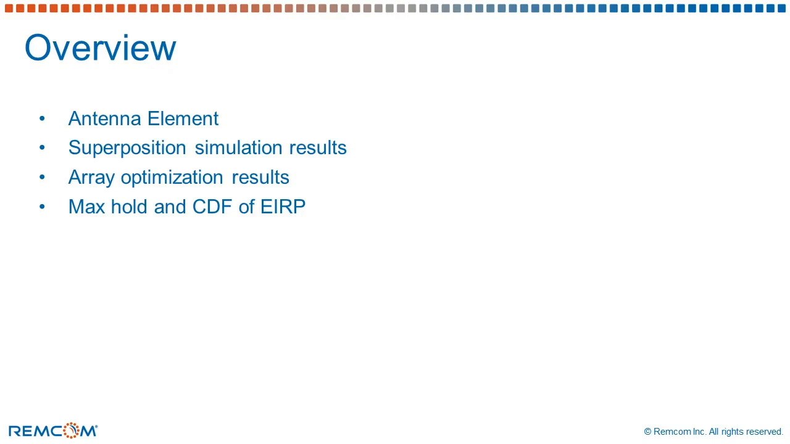First, we will look into the design of a single antenna element that will be used as part of a 4-element array, and then we will use the superposition and the array optimization features of XF to arrive at the different beam states of this antenna array. And in the end, we will look into two result types called max hold and CDF of EIRP, which can give us an idea of how well an antenna array is performing.